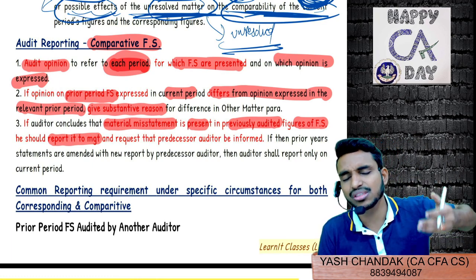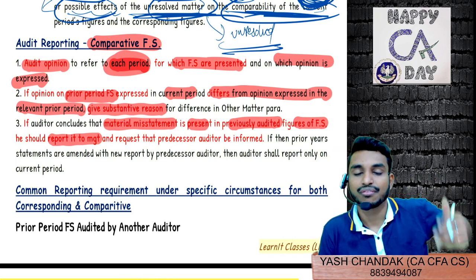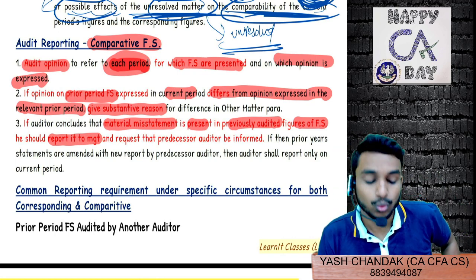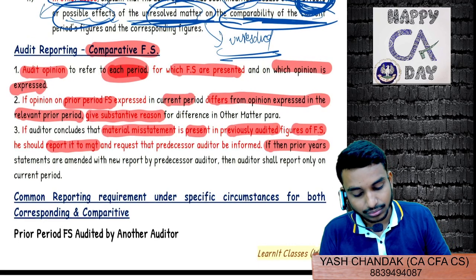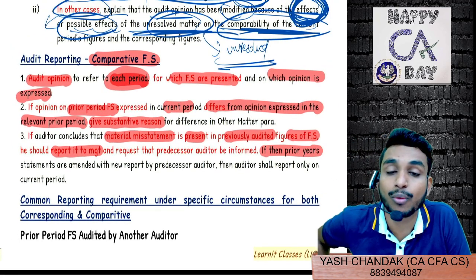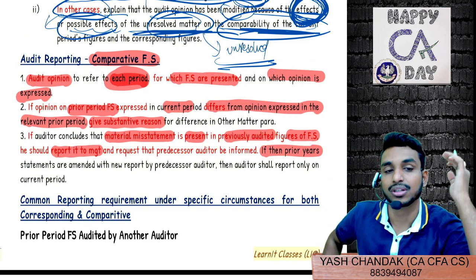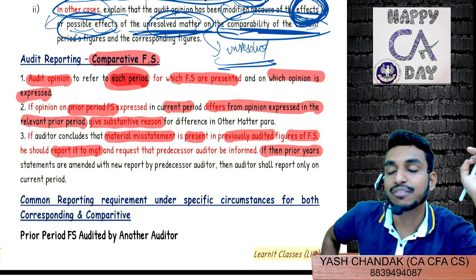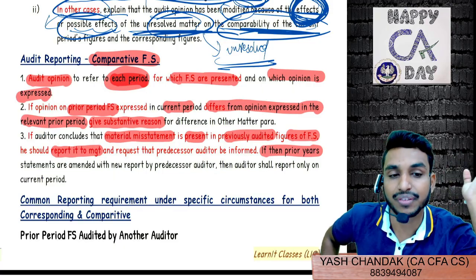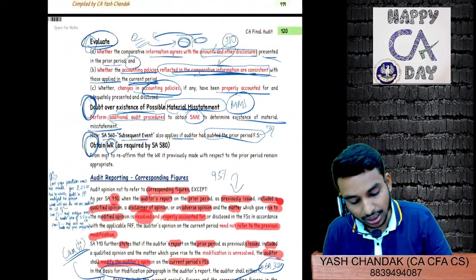If he rectifies, it is rarely the case. If he rectifies, then fine. We won't be required to. We won't be required to do what? We won't be required to give opinion on the prior period figures. So if the previous auditor is rectifying or correcting the changes, then we won't be required to give opinion on the prior period figures. Do you remember the "if audited" point?